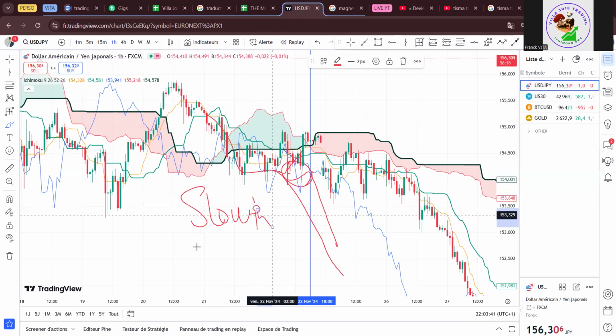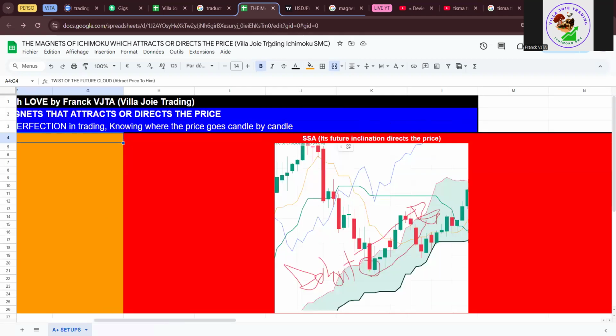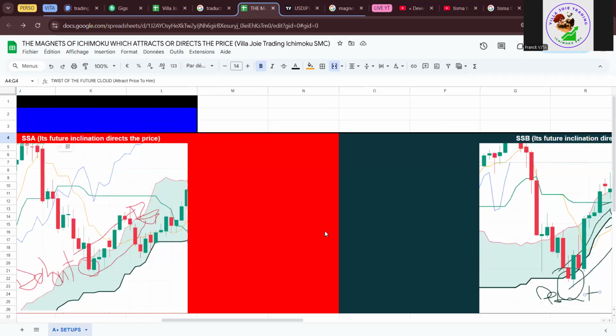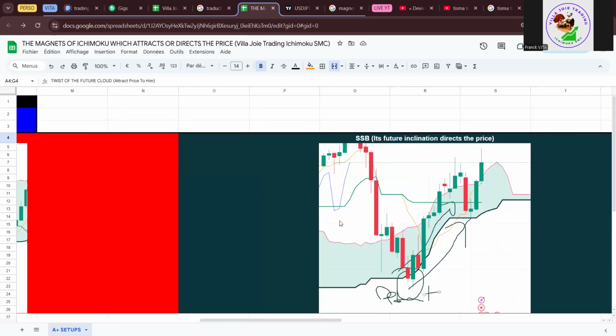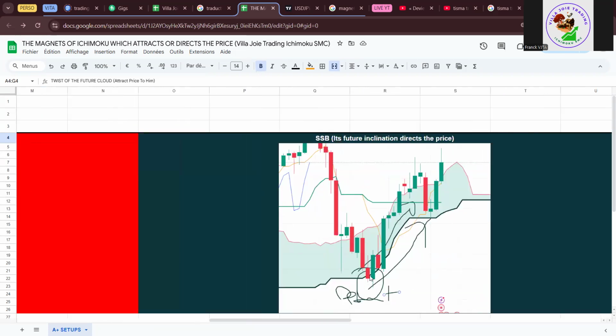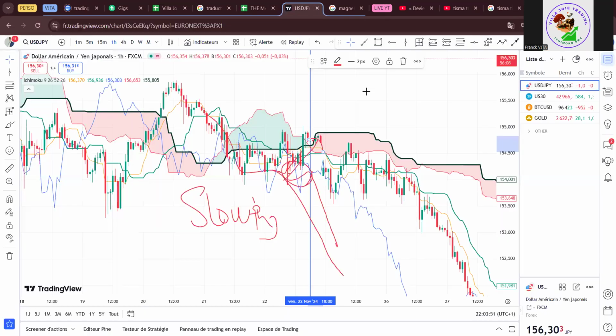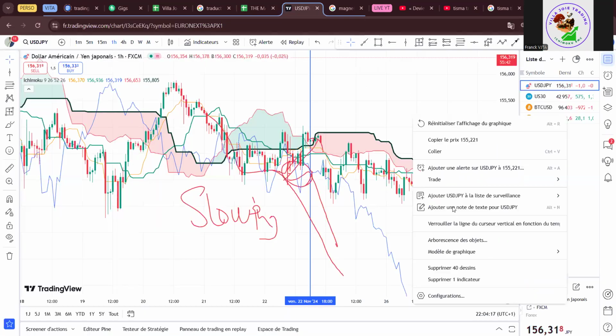Slowing it down, or making the price reverse toward him, making the price reverse, right? So that's the role of a twist. After that, we have SSA and SSB. Basically, the inclination of SSA, when the candle arrives at the level of SSA, will direct the candles toward its inclination for the future candle movement. Same thing for SSB. When the candle arrives at the level, it will direct it toward the top side.